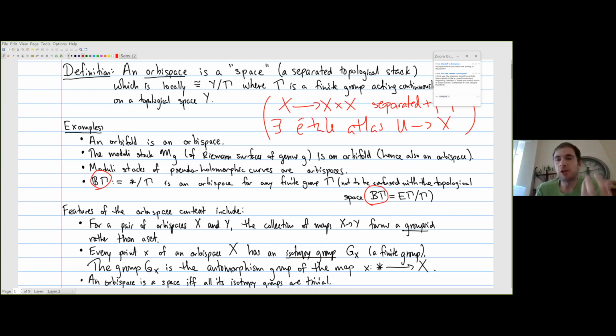And these isotropy groups somehow tell you the amount of orbiness in the space. So if all the isotropy groups are trivial, then you just have a space. An Orbispace is a space if and only if all the isotropy groups are trivial. And in terms of this local quotient picture, Y mod gamma, the isotropy group of a point is simply the stabilizer of that point under the action of gamma.